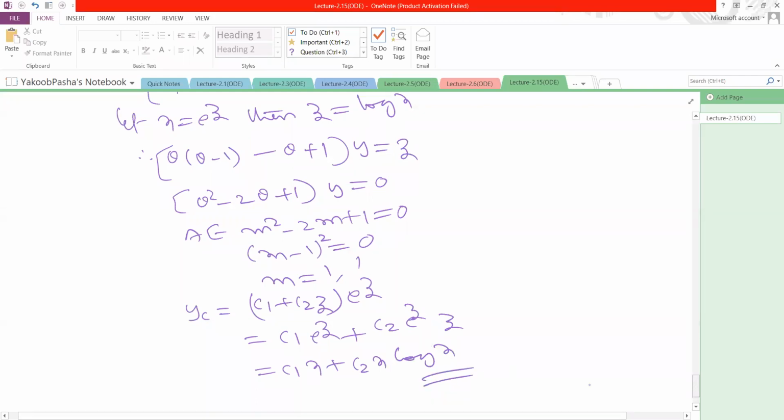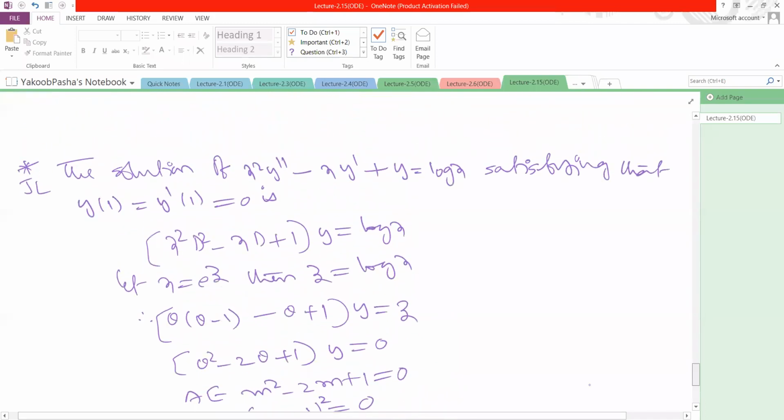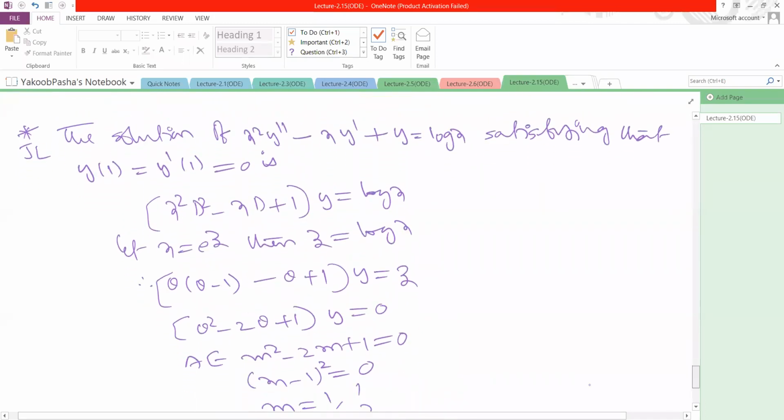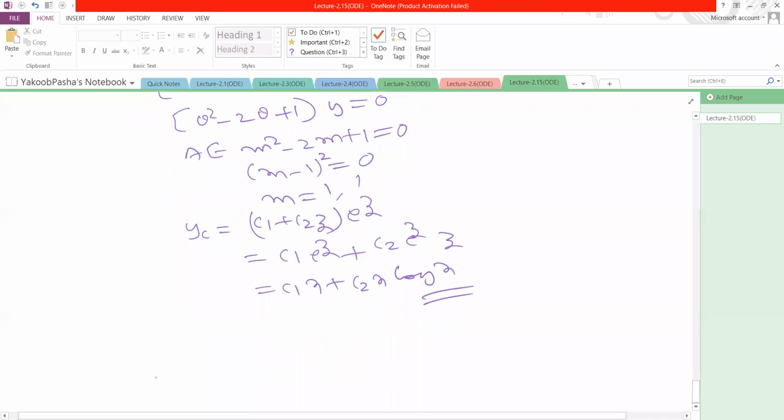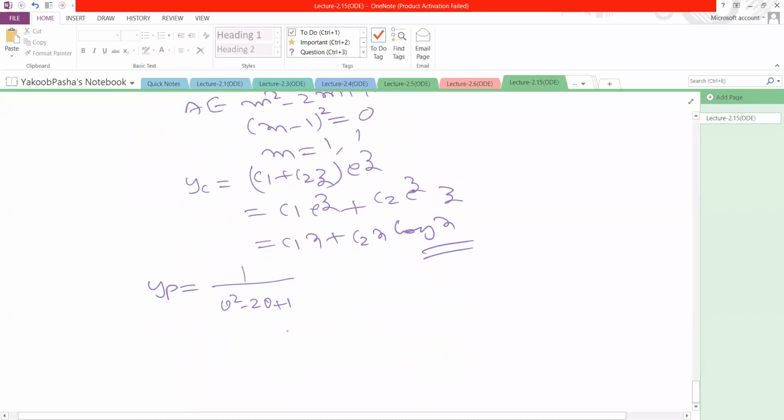Now we need to find the particular integral also. It is equal to log x, non-homogeneous equation. So I am writing yp is equal to 1 divided by (theta square minus 2 theta plus 1), where log x means z. This is the z line. So it is in the form of 1 by (1 minus theta) whole square or (theta minus 1) whole square. Both are same. So into z.